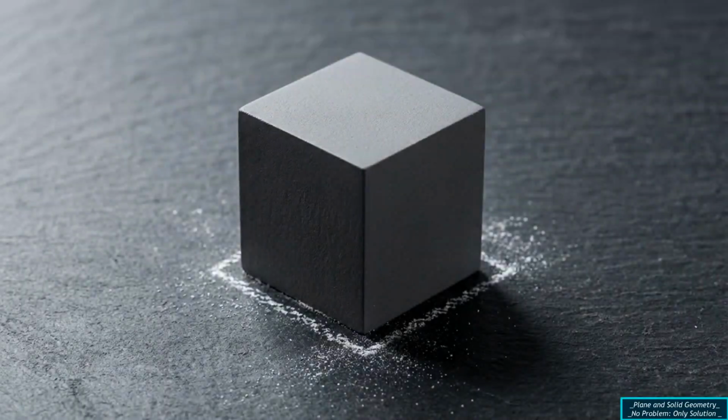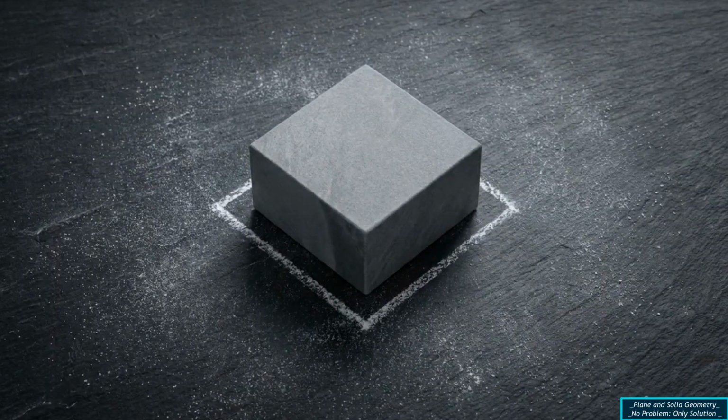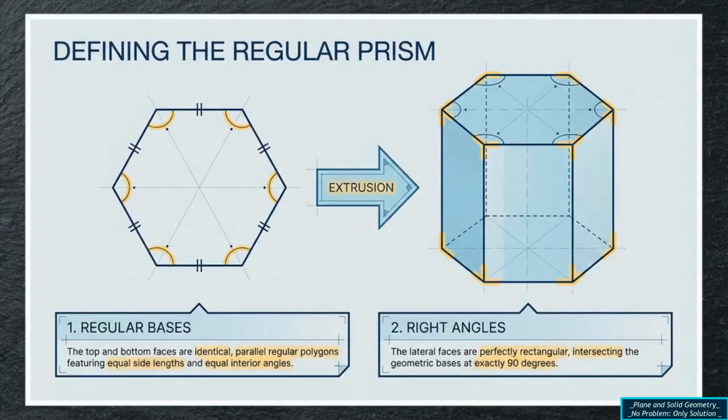Every physical object we interact with occupies three-dimensional space. To understand how that space is measured, we have to look at how flat shapes transition into the third dimension. This visual represents extrusion. By taking a two-dimensional shape and pulling it upward, we create a regular prism.